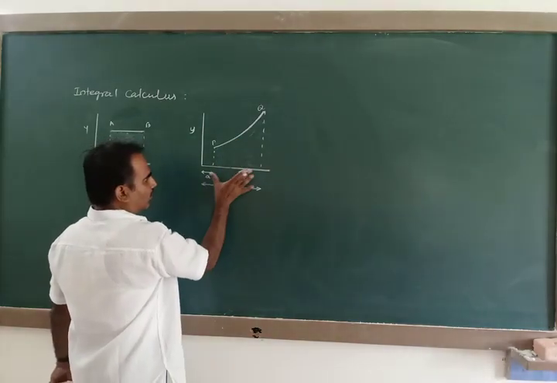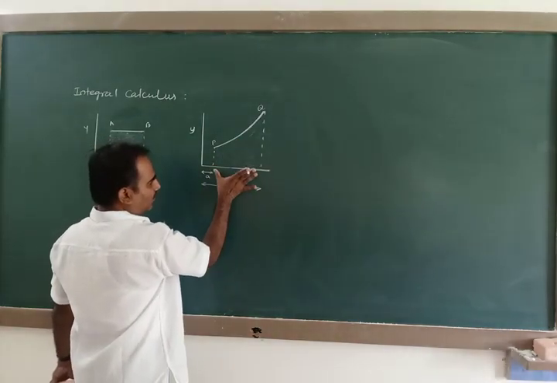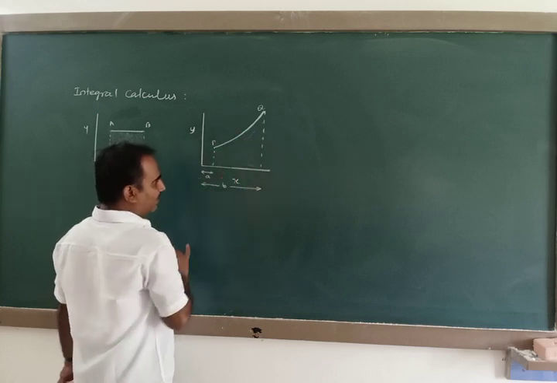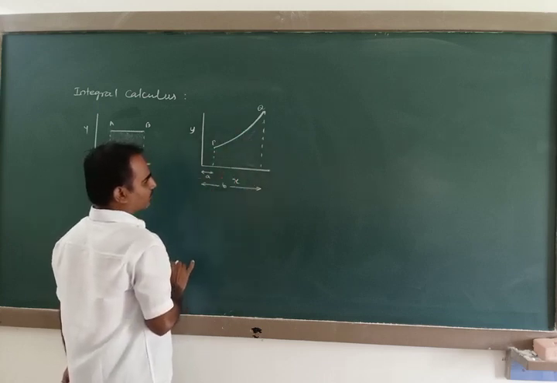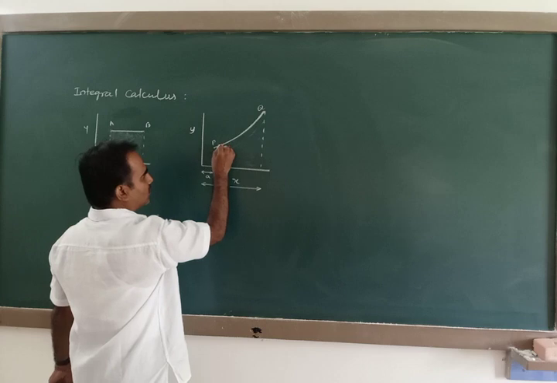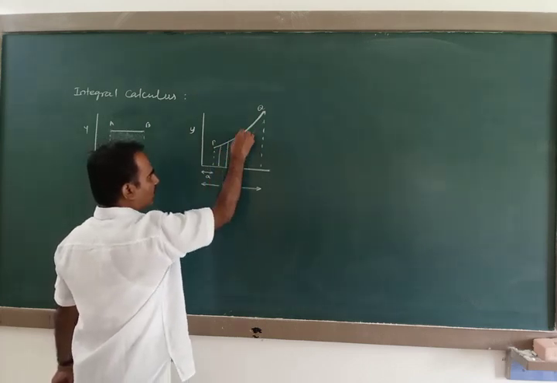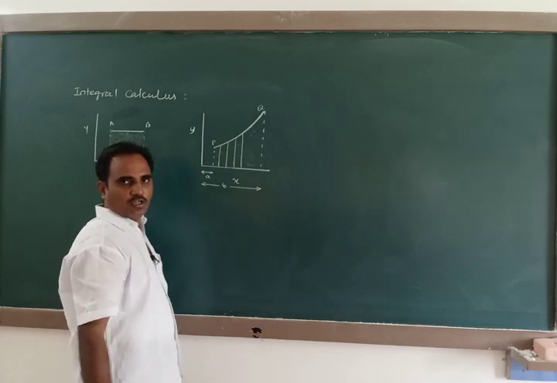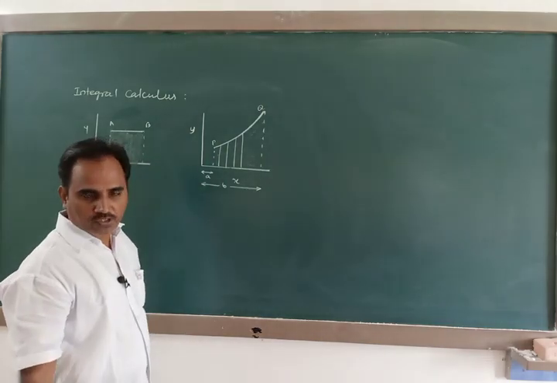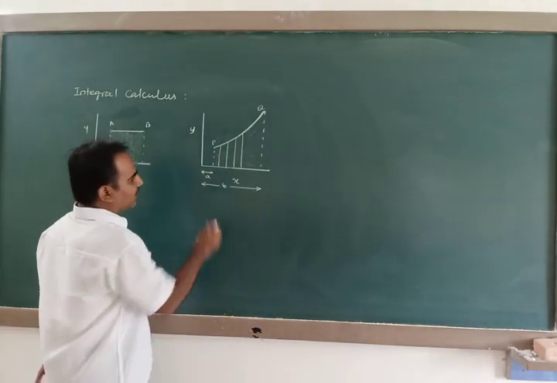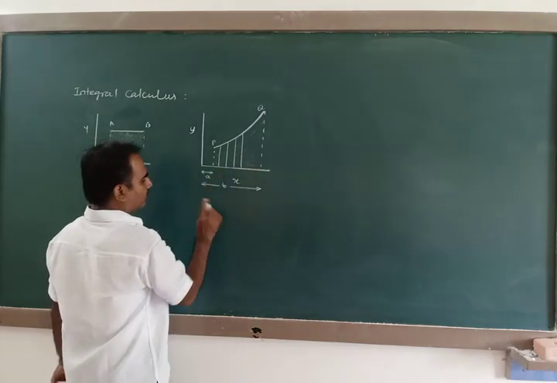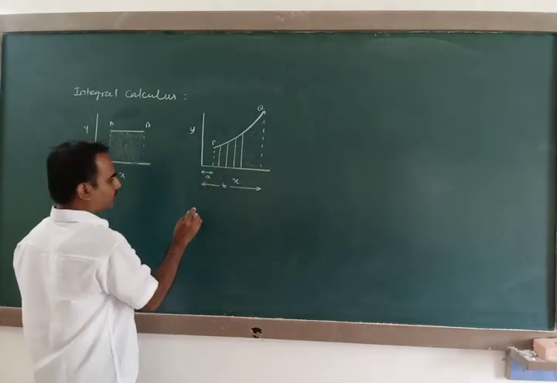Let this area be divided into n strips. So this is one strip, this is second one, third one, fourth one, like that. If it is divided into n number of strips, then the width of each strip will become, say, delta x.